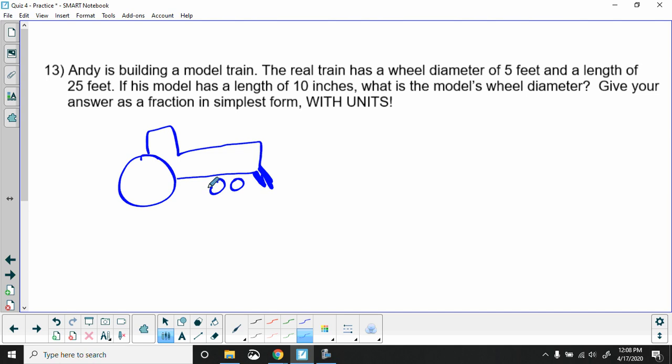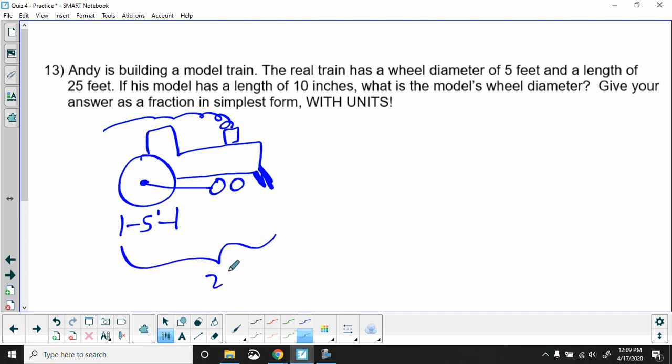The real train has a wheel diameter of 5 feet and a length of 25 feet. Holy moly, 25 feet. The model train has a length of 10 inches. And what is the wheel diameter? So we're looking for the wheel diameter. Give your answer as a fraction in simplest form, with units. Tiny train.